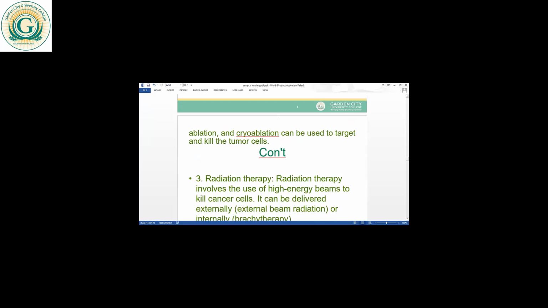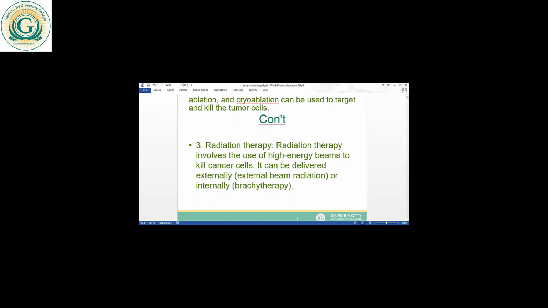We also talk of radiation therapy. Radiation therapy here involves the use of high energy beams to kill the cancer cells. It can be delivered externally with external beam radiation, or internally with brachytherapy. Sorry if I get it wrong.